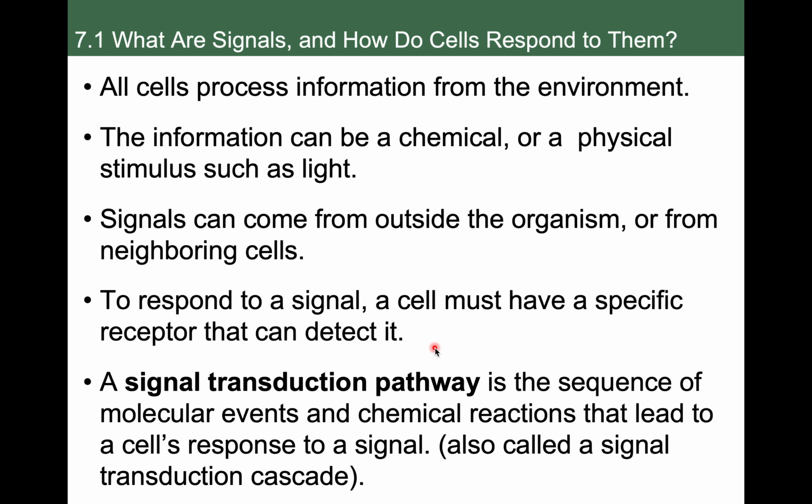So if we think about this kind of big picture, all cells have to be able to process and receive information from their environment, and that information could take on different forms. It could be some physical stimulus like pressure, could be a light signal, but in this chapter we're really going to focus on chemical signals, so cells perceiving some other molecule in their environment. And typically, as I've already implied, these signals are going to come from outside the cell or potentially even outside the organism themselves. So it's some external signal.